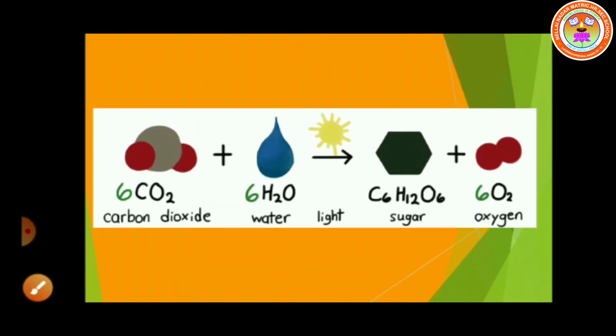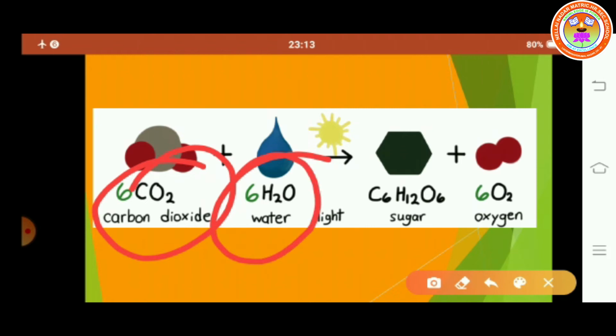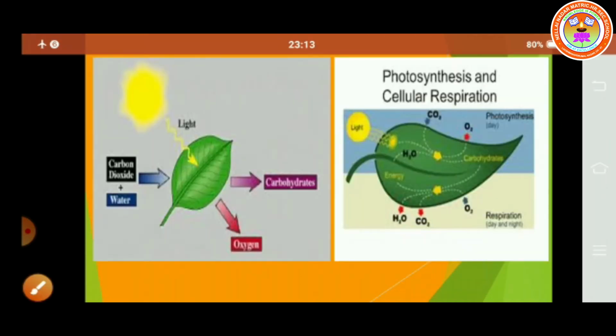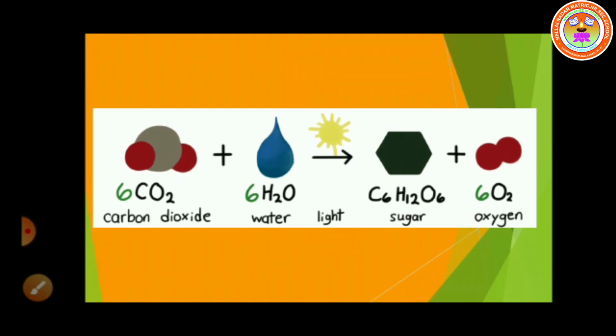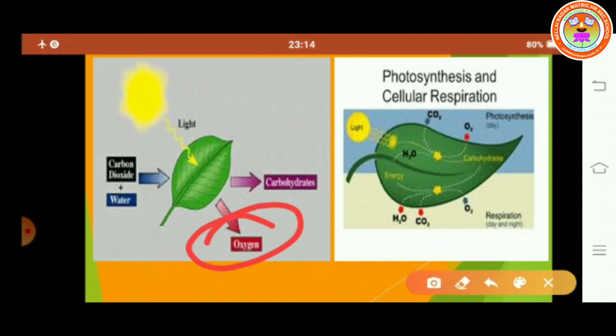So what is meant by photosynthesis? During photosynthesis, carbon dioxide from the air and water from the soil react in the presence of sunlight to produce food and it releases oxygen gas. This is the chemical equation for the photosynthesis process. And during photosynthesis, plants release oxygen gas, which is much more than the oxygen consumed by the plants during respiration.